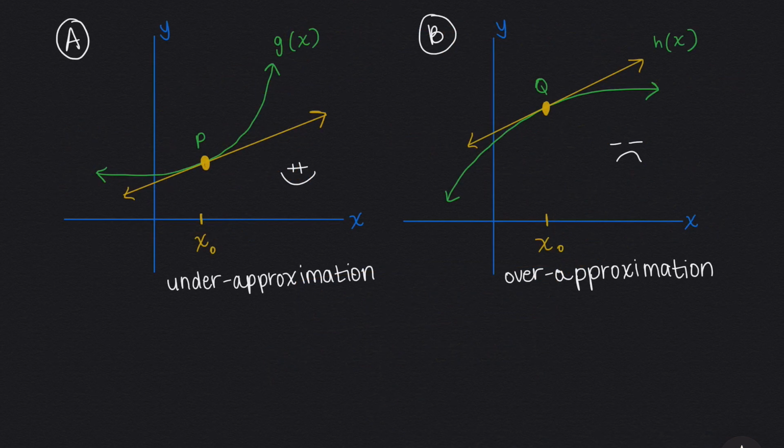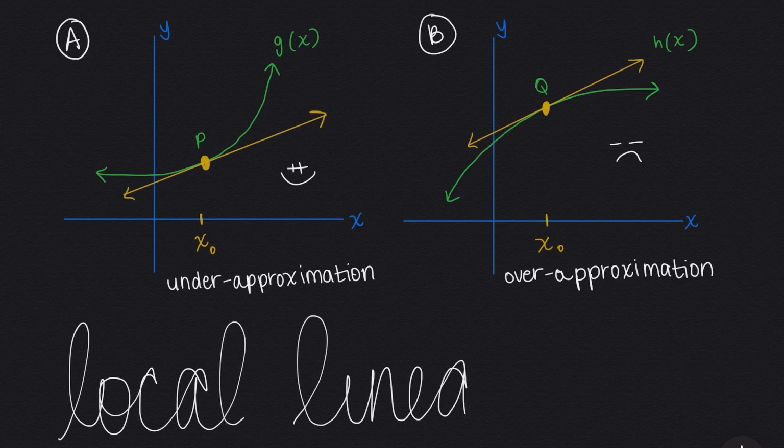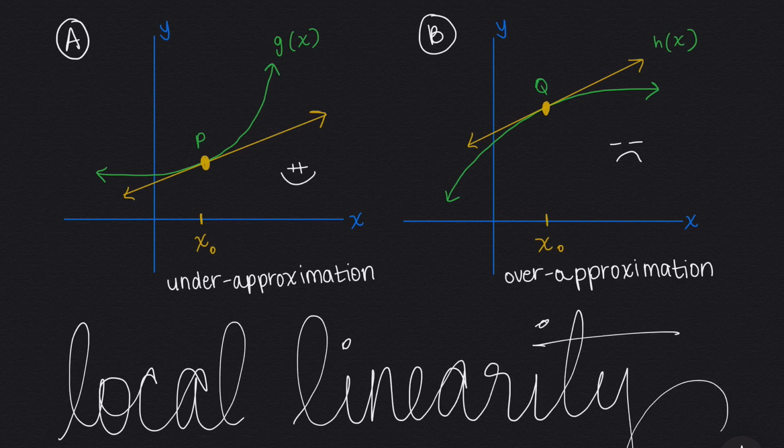Well, that wraps up our lesson on local linearity, which is just another fancy term for linear approximation or tangent line approximation. I hope that was helpful.